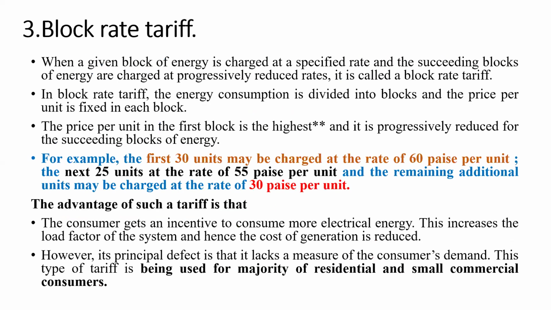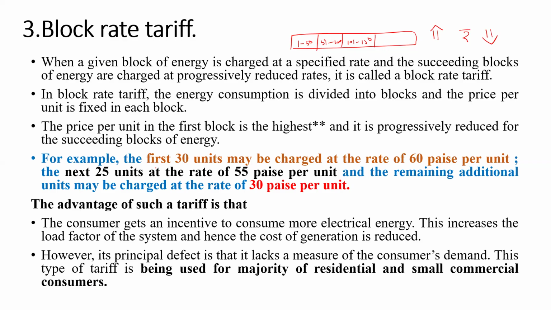Block rate, in the sense we already know. Let's say we are having different categories like this. We are having block one, block two like this. Up to 1 to 50 is one block, 51 to 100 another block, 101 to 150 another block like this. If the number of units consumed increases, there is a drop in the rate. This type of block rate tariff was used in the olden days, not now.